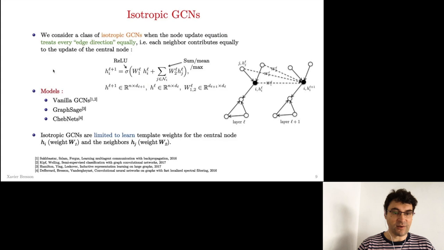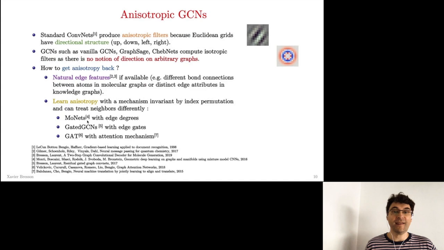But we are limited by the isotropic property here. And remember the standard convnets produce anisotropic filters because a grid has directional structure. So we know where is up, down, left, and right. But for the original GCN, we just use a graph. And if you use a graph, you have no notion of direction. You don't know where is up, down, left, or right on a graph.